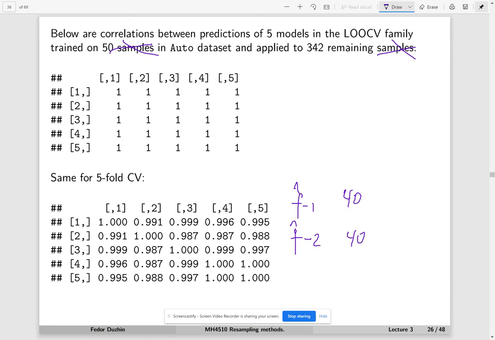As you see, the correlations became somewhat smaller. They're still almost perfect, to be honest. So maybe it's the property of this particular data set, I don't know, but it didn't change much. Correlations became a bit smaller.